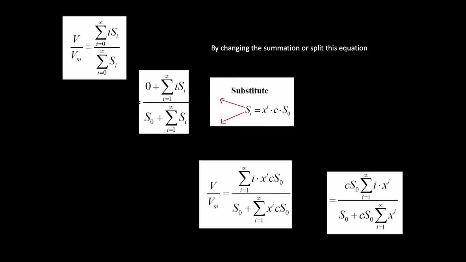Once again rearranging, we can write the equation as V by Vm equal to C S0 into sigma i equal to 1 to infinity i into x to the power i, the whole divided by S0 into 1 plus C into sigma i equal to 1 to infinity x to the power i. Cancelling S0, we get V by Vm equal to C into sigma i equal to 1 to infinity i into x to the power i, the whole divided by 1 plus C into sigma i equal to 1 to infinity x to the power i.